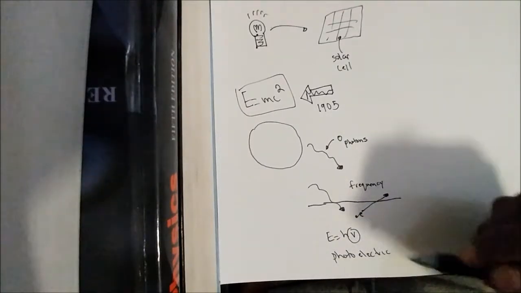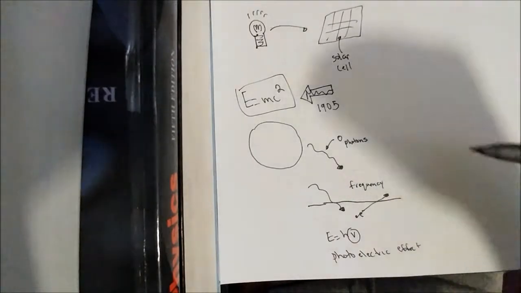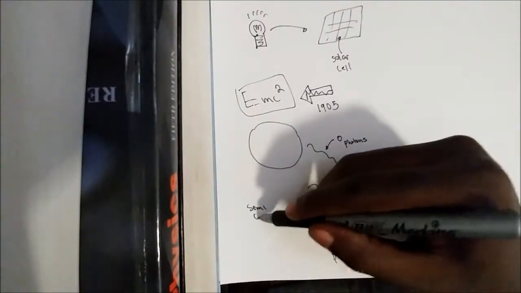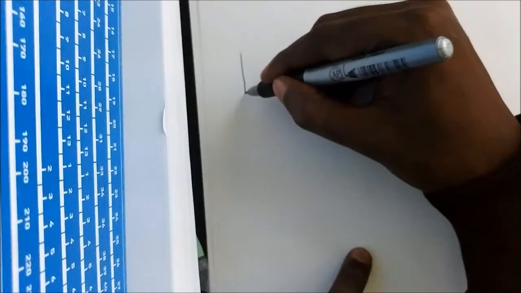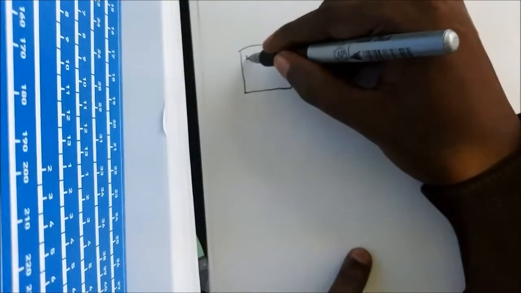The formula which relates to this is E, which is energy, equals h, which is Planck's constant, times v, which is frequency. This is also known as the photoelectric effect. And now to semiconductors.